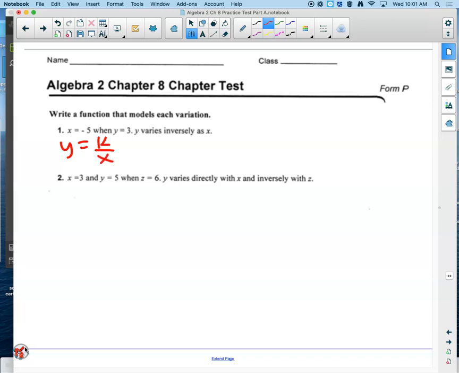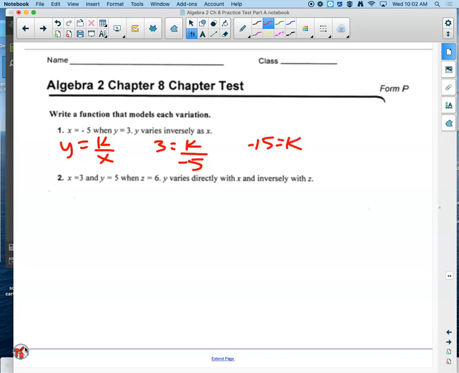So now what should I do? Plug in the numbers. Because what am I looking for? Yeah. So we multiply both sides by -5 and get -15 for k.